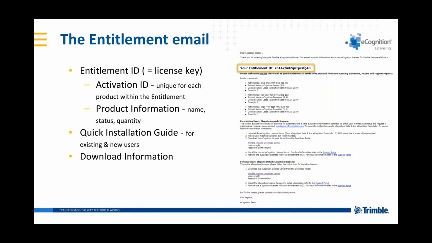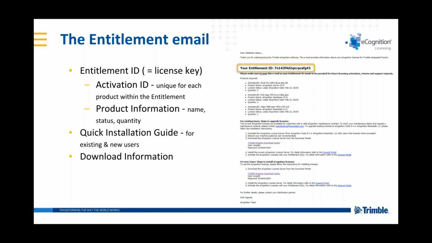So we see in the first line here, he has 2 eCognition server licenses. For that eCognition server product, there's a specific activation ID. We also see here the product information. We see the product name. So you see underneath the activation ID, we see product name, eCognition server, the version 9.4. We see a license status.